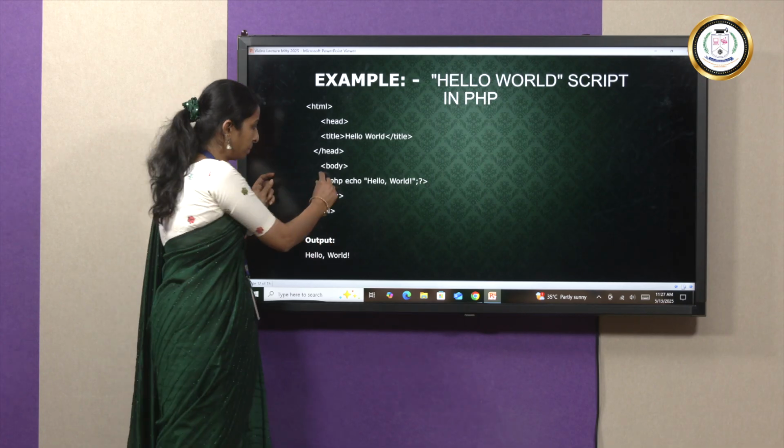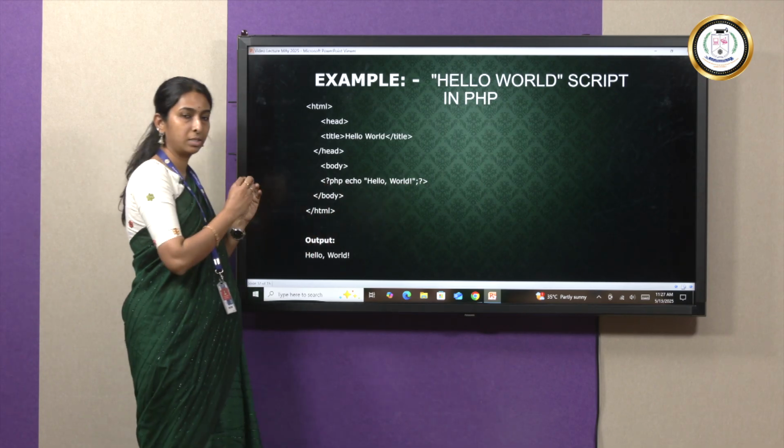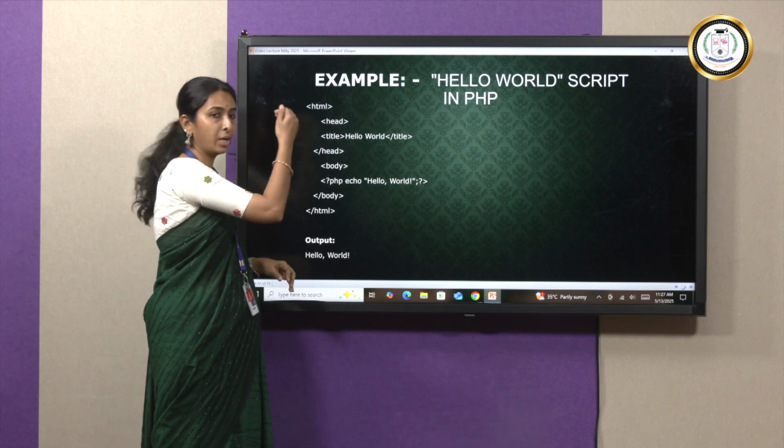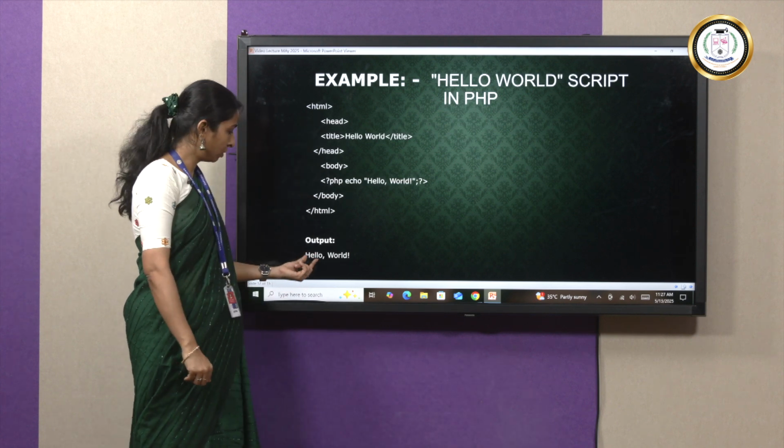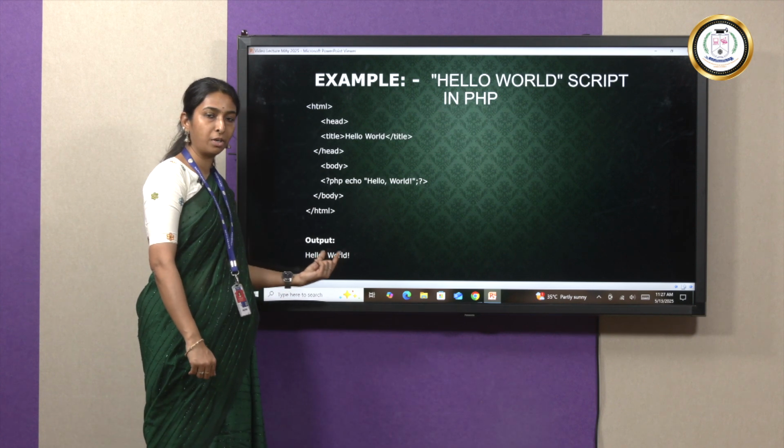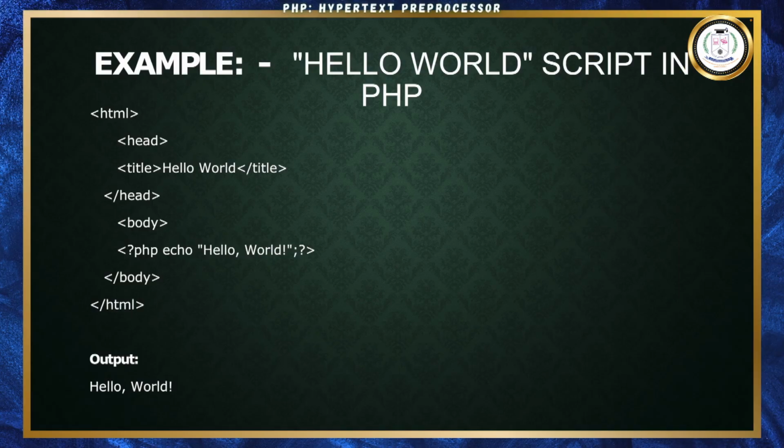This part shows your PHP which is embedded inside your HTML document. So when you run this code, you will be able to see the content on your web page as hello world. Your web page just displays the content saying hello world.